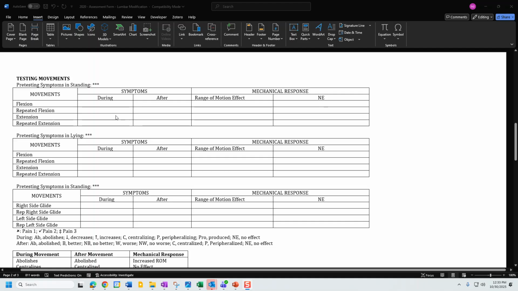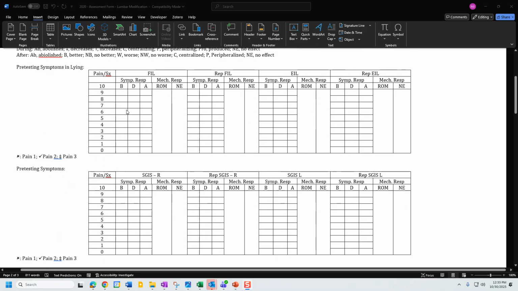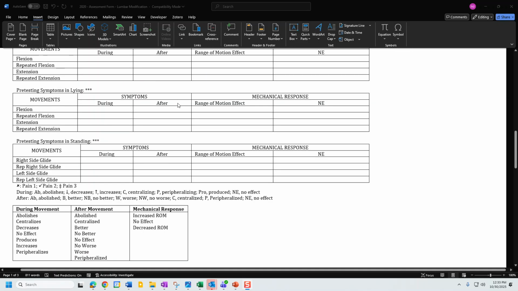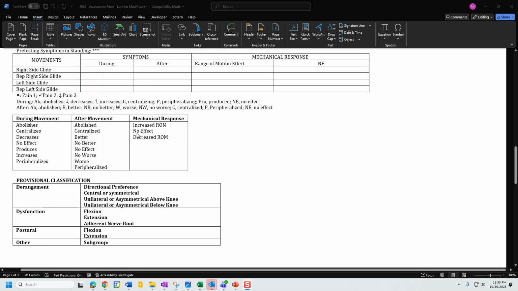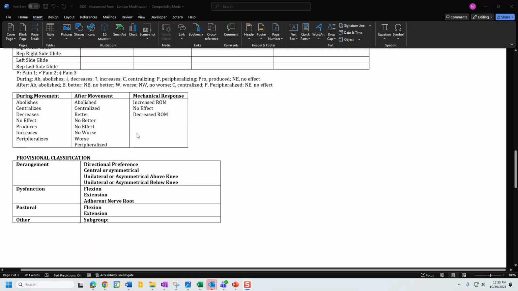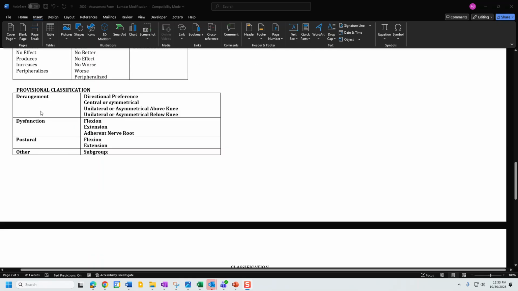Another way that you could consider it, and the one that I typically use, is something like this, where you get the symptoms, and then you also talk about the mechanical response, which is what happened to the range of motion, rather than just the symbolization used above. There is a mechanical response where range of motion increases, or NE is no effect. Really what you're asking yourself is, what category within the MDT model do they fit into? This is derangement, dysfunction, postural, or other.